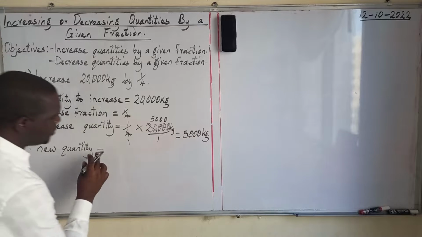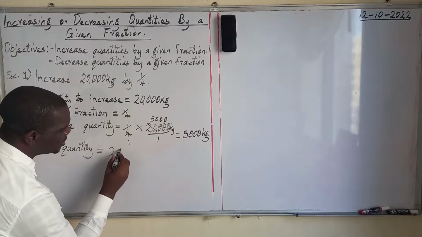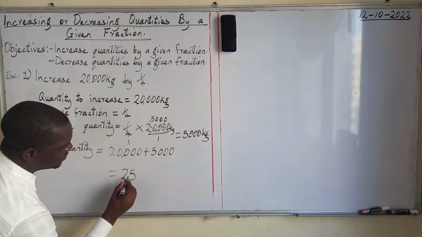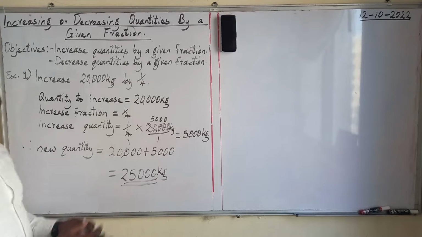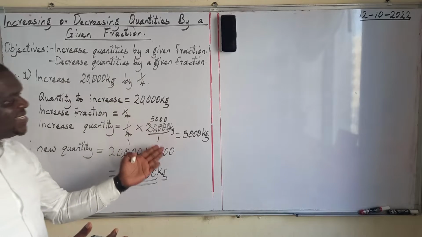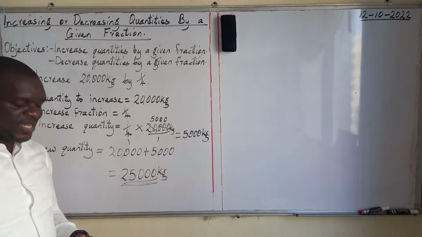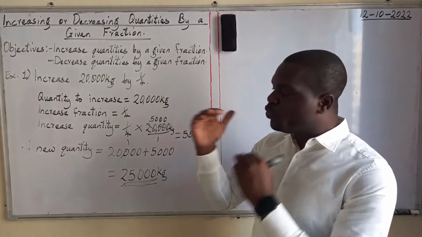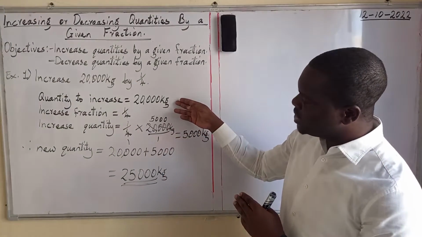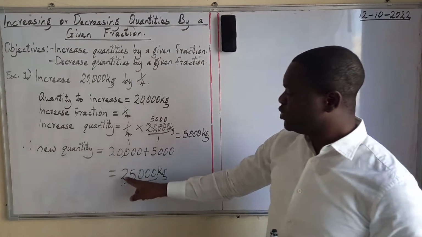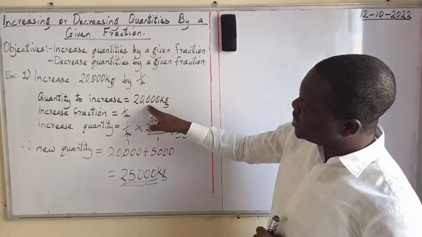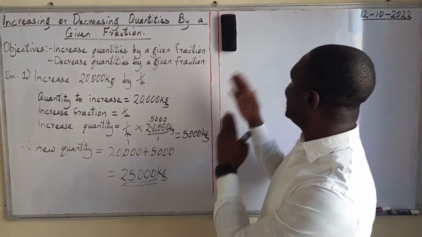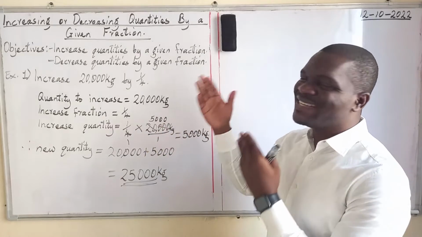Therefore, a new quantity will be equal to old quantity, which is 20,000, plus the increased quantity, which is 5,000. And our answer will be 25,000 kilograms. This is what you're supposed to do if you are asked to increase this quantity by 1/4. One thing to take note of is once you are asked to increase by a given quantity, your new quantity should be more than the old quantity. That's why here the new quantity is 25,000. Meanwhile, the old quantity is 20,000 kilograms. With this method 1 understood, let us look at another method of solving the same problem.